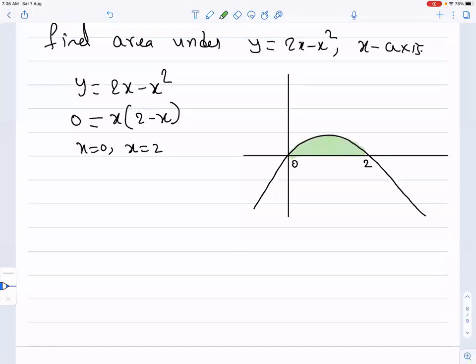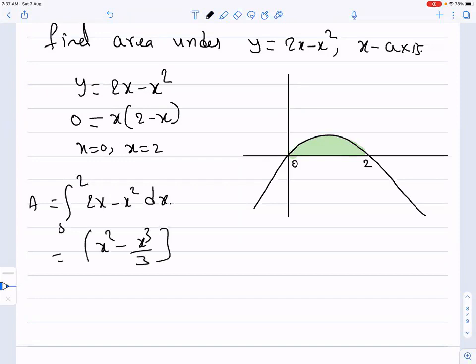Correct? What is that? Integral 0 to 2, 2x minus x square. Correct, students? The integration of 2x is x square minus x cube by 3. Limits are from 0 to 2. For 0, we don't have to substitute. For 2, it is 4 minus 8 by 3. 3 4s are 12, minus 8 by 3, that is 4 by 3. That's our answer. Please write it down.